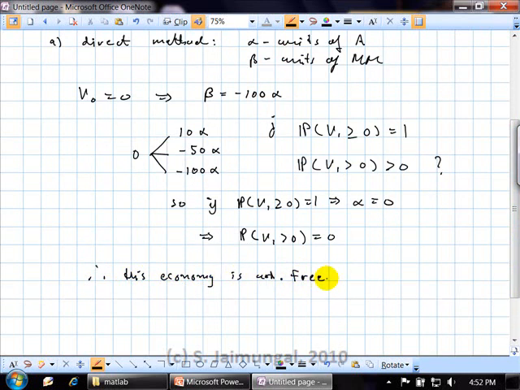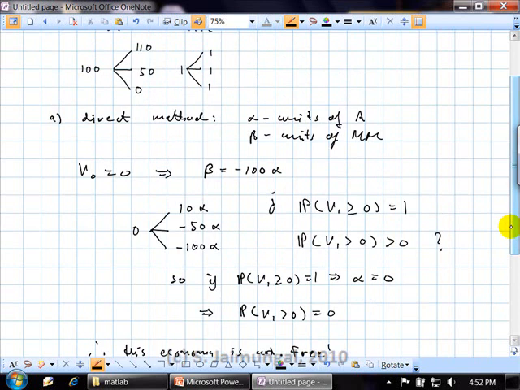So I can say this economy is arbitrage free. Does that logic make sense to you? I attempt to make the arbitrage as best I can, and then I look at the conditions. Can I satisfy both at the same time? No. Therefore, there is no arbitrage.